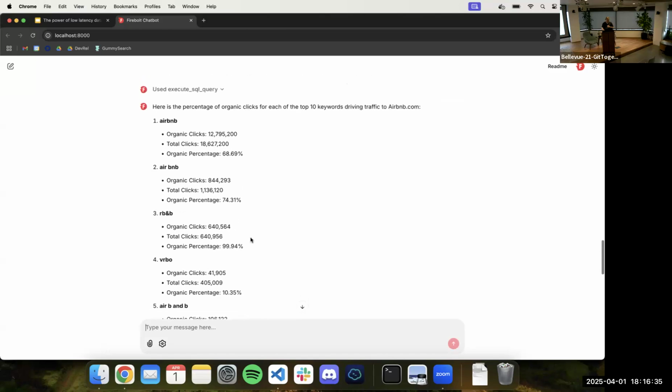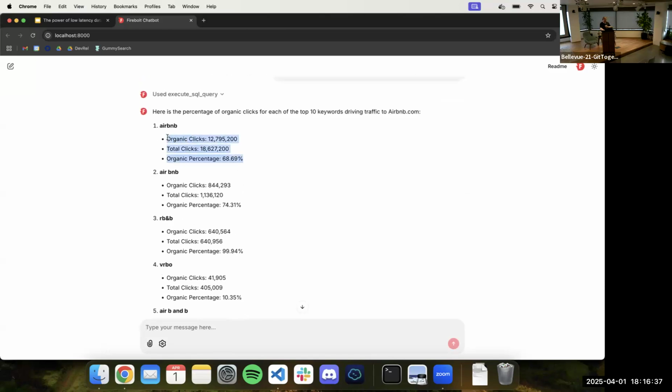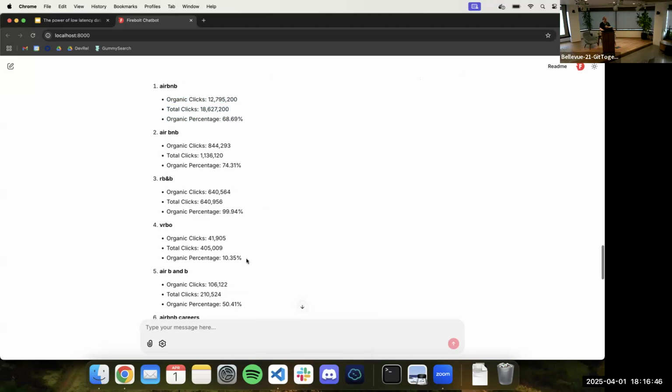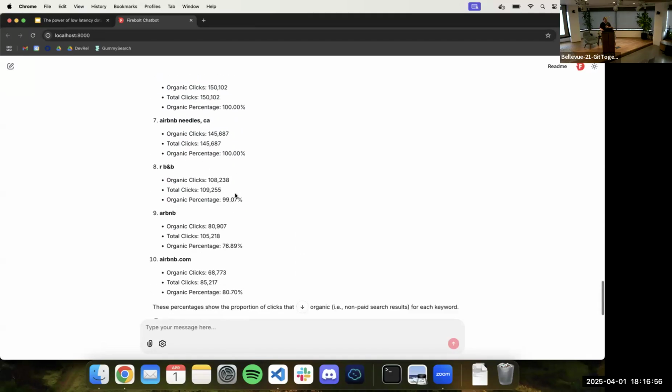And it looks like, when people are searching for Airbnb, Airbnb is running a lot of ads for people searching for Airbnb, is what this data is trying to tell me. But for example, on Vrbo, most people who search for Vrbo and then end up clicking on Airbnb.com are doing so because they got an ad. Makes sense, right? And we can keep asking questions.